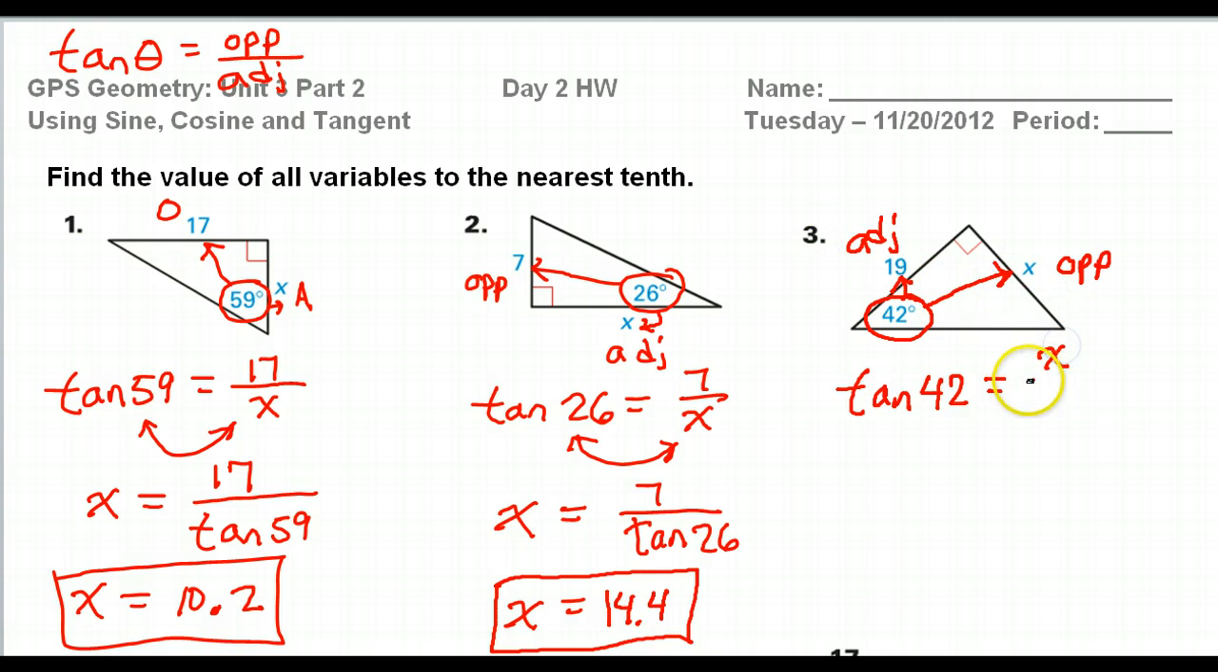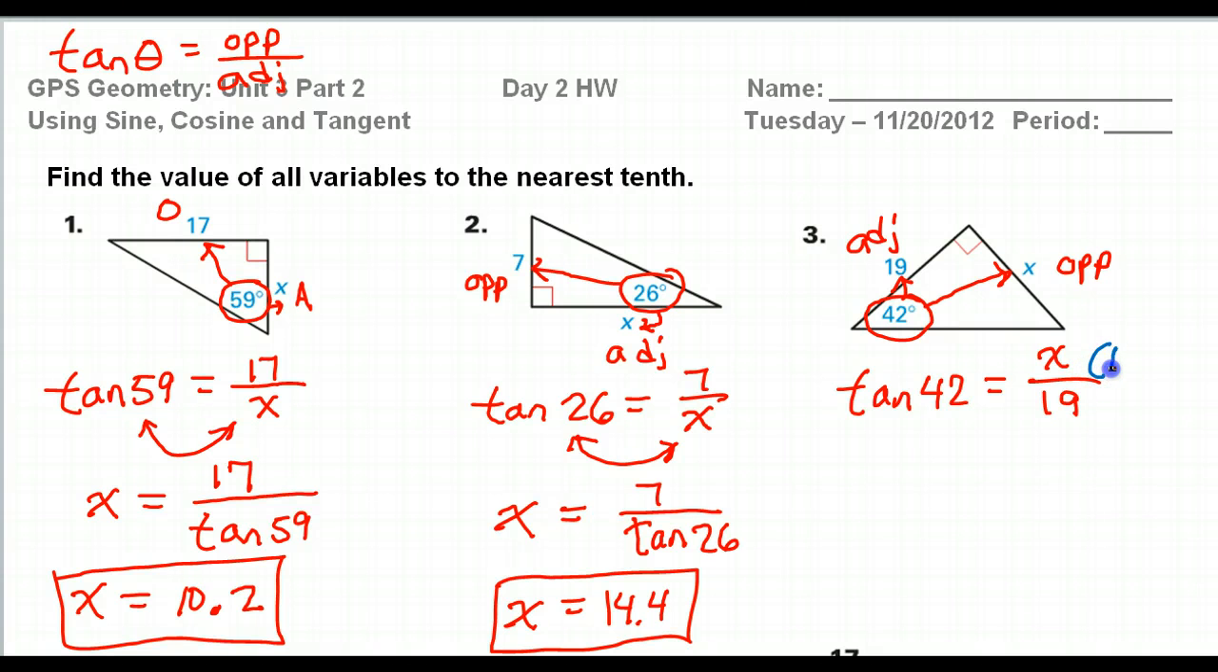So x over 19. Am I going to do some swapping thing on this problem? No. That's only going to help me if the variable is in the denominator. If I switch the 19 and the tangent 42, I'm no closer to getting x by itself, so that wouldn't help.